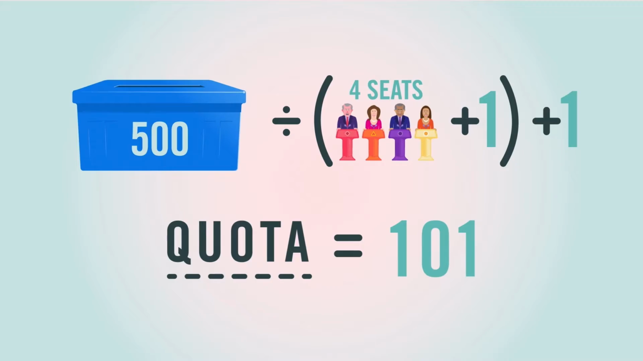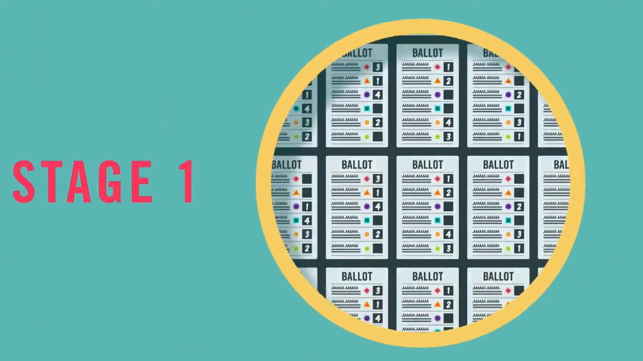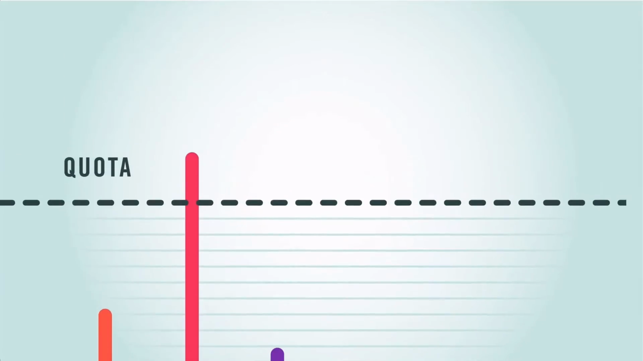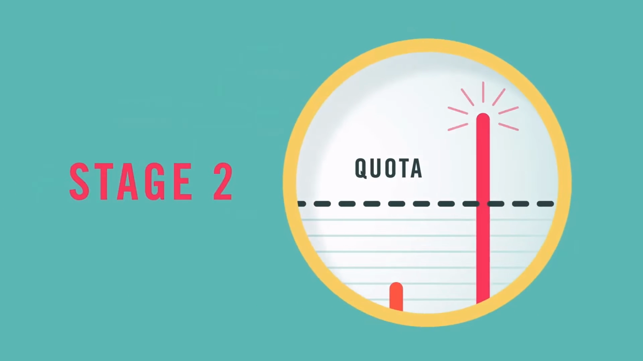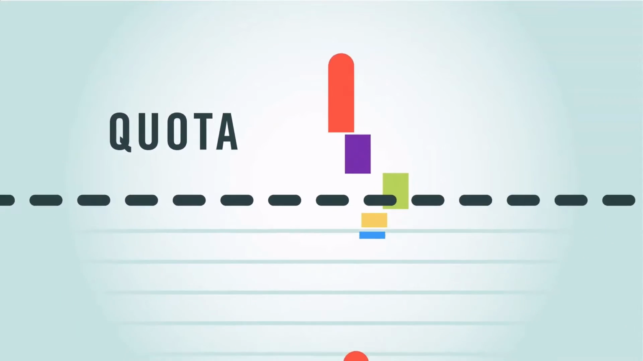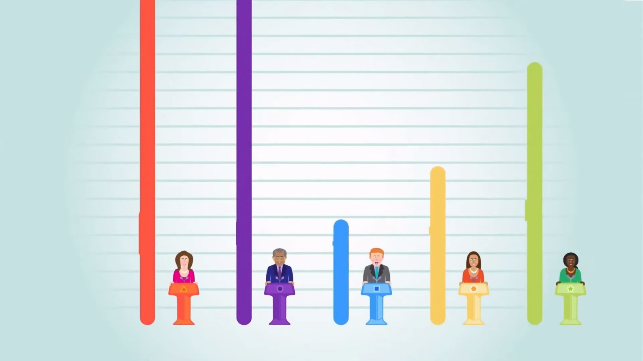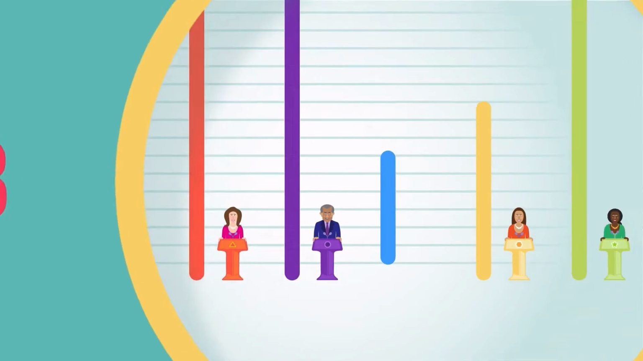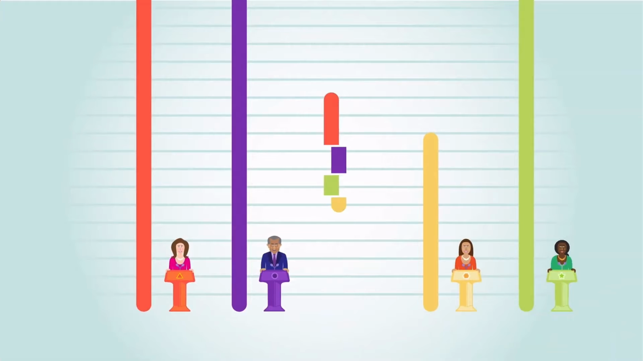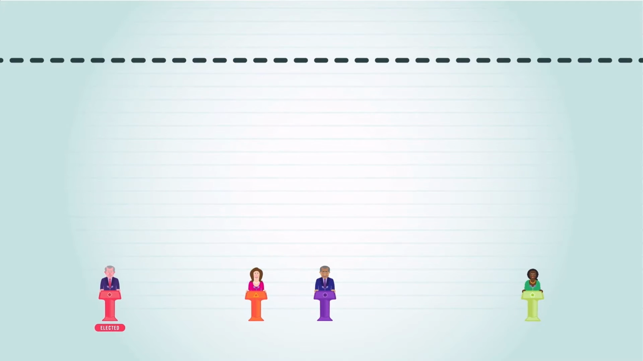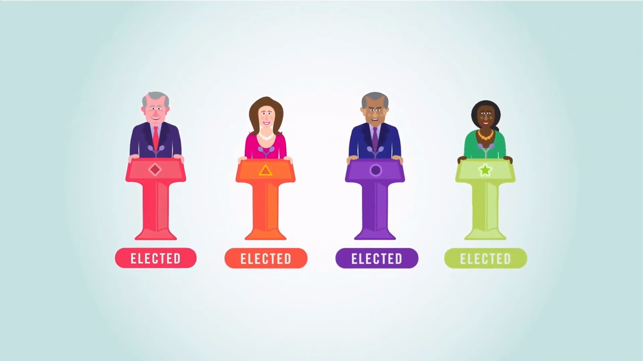The votes are counted in stages. Stage 1. Only first preferences are counted. Anyone who reaches the quota is elected. Stage 2. Any votes received for a candidate above the quota are transferred to the next choice on each of those ballot papers. If no candidate has enough votes to reach the quota, the candidate with the lowest number of votes is eliminated. Stage 3. All of their votes are passed to the next preference on those ballot papers. This process is repeated until all seats up for election have been filled and your councillors have been elected. Got it? Great work!